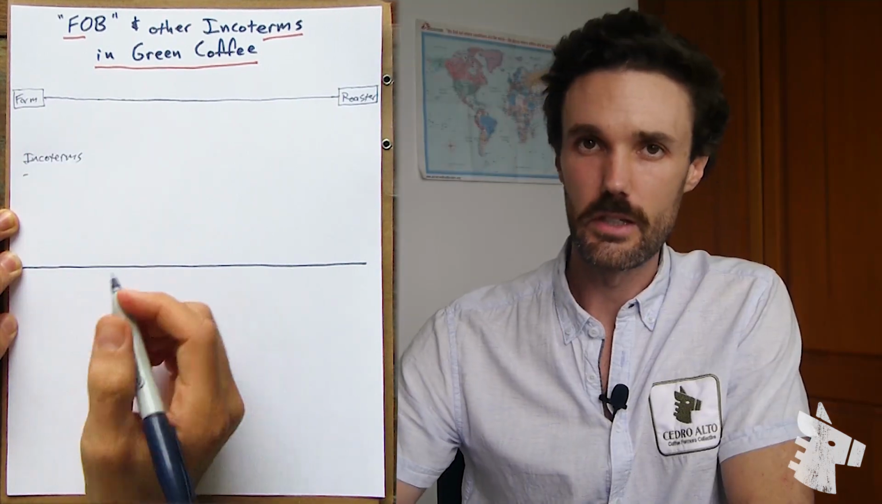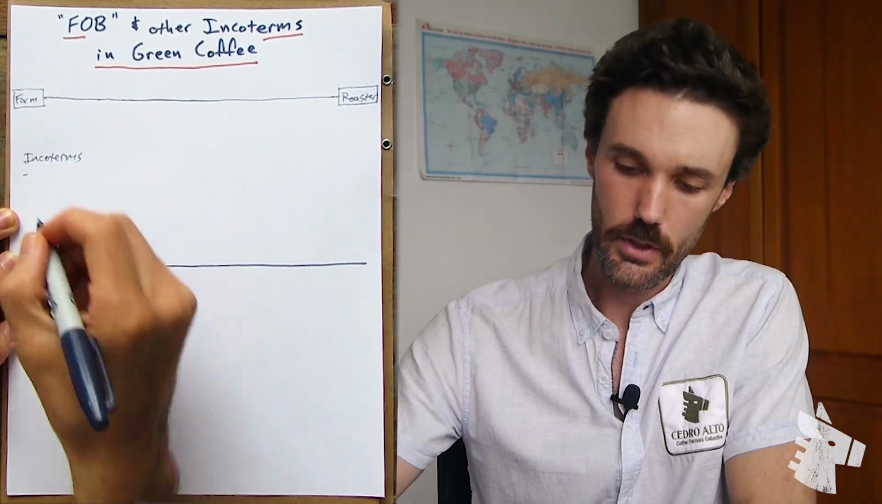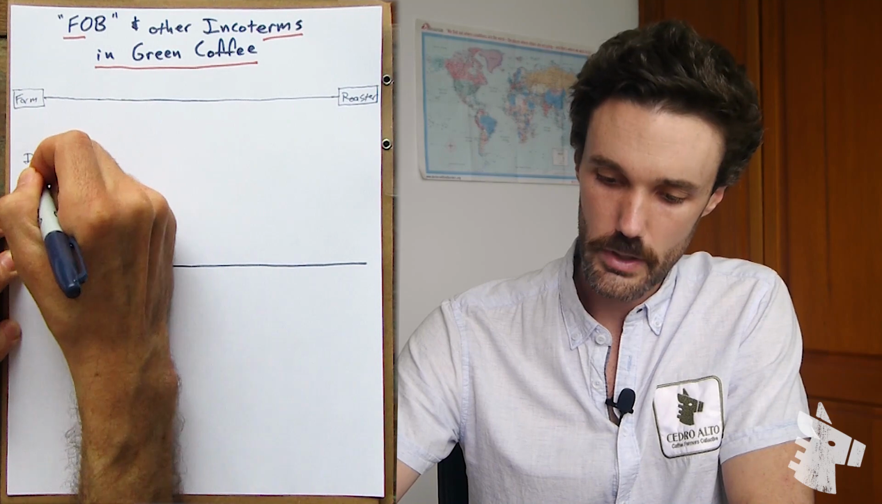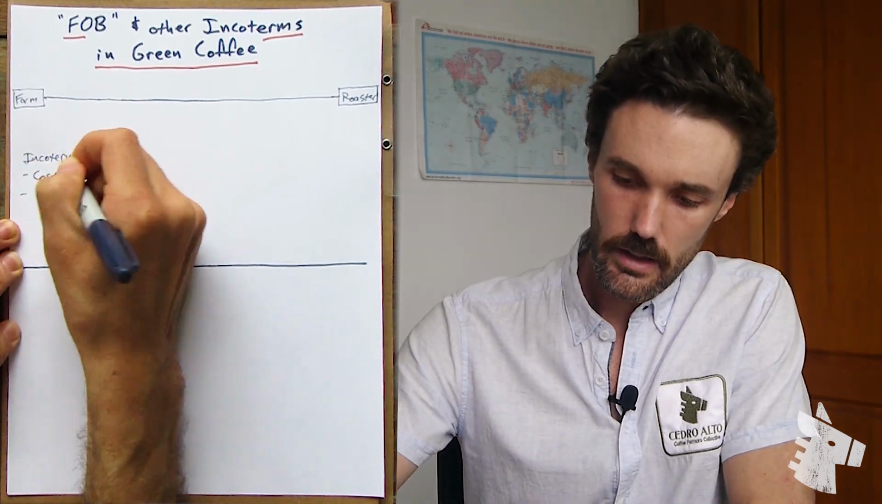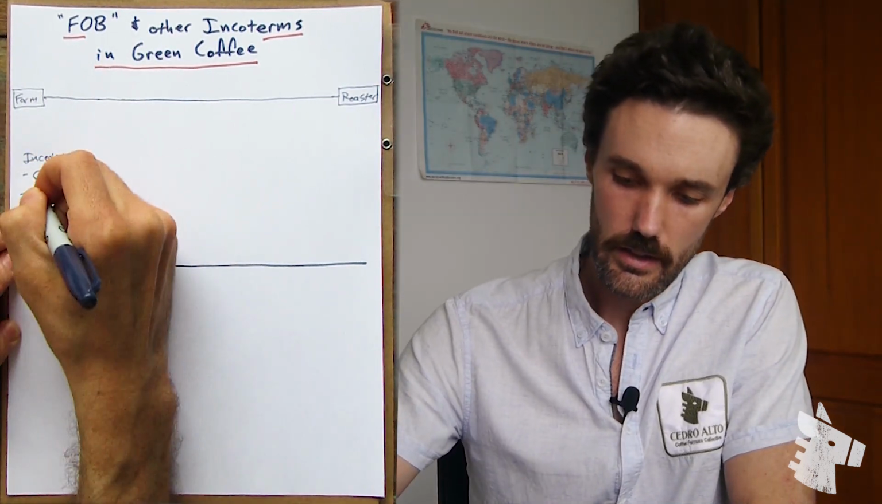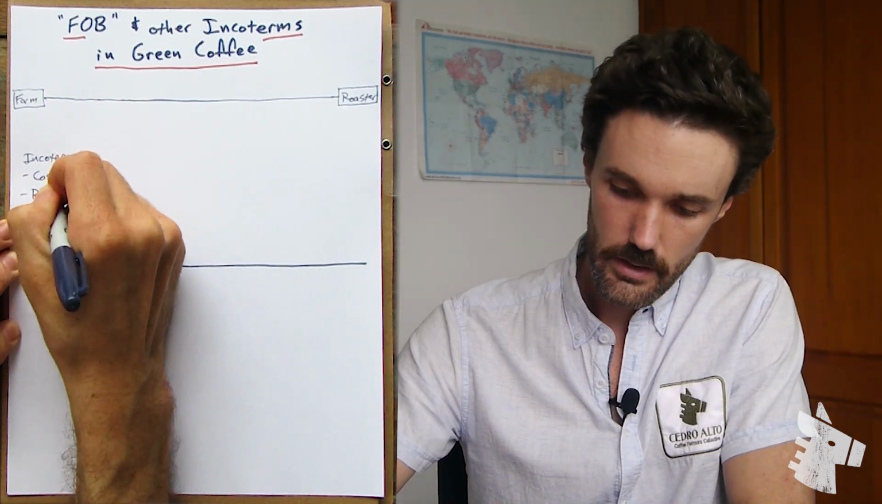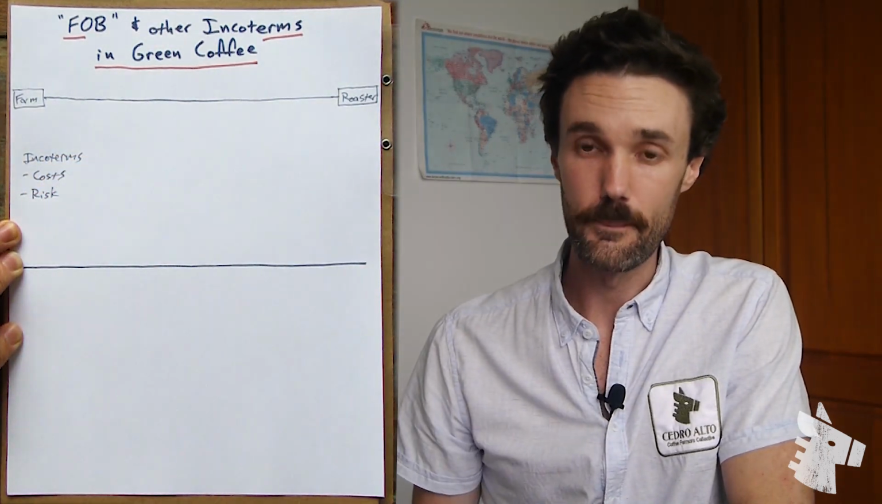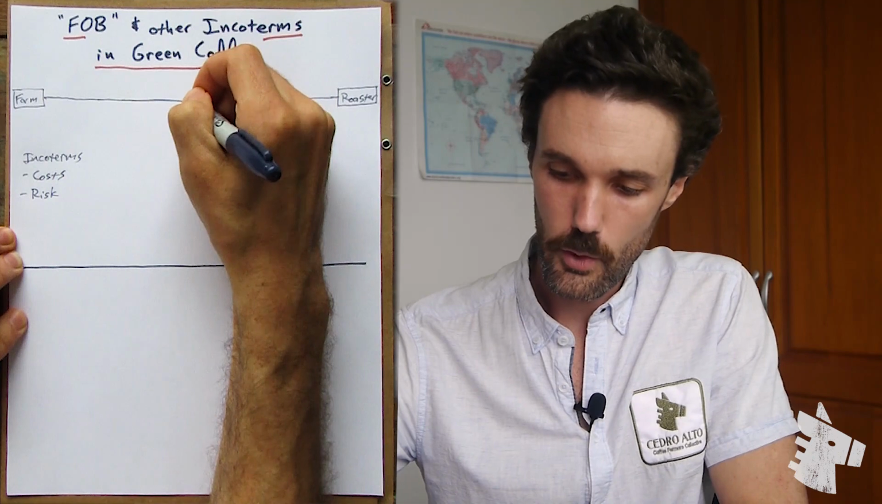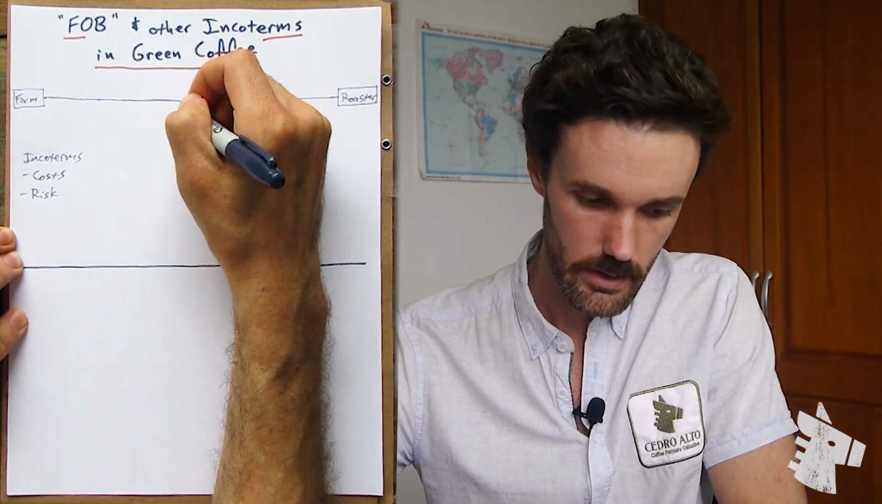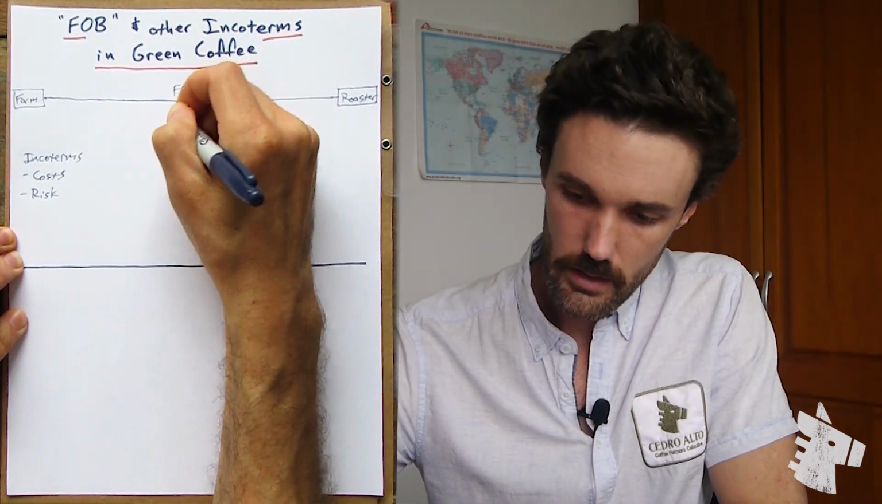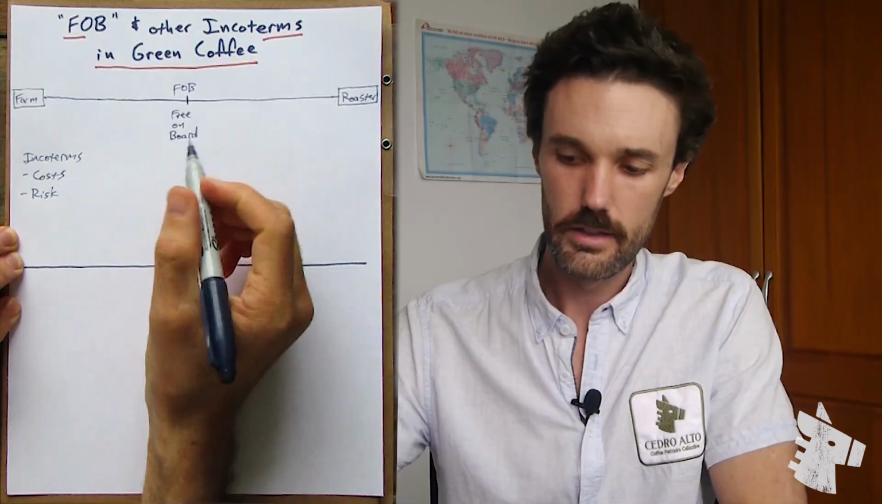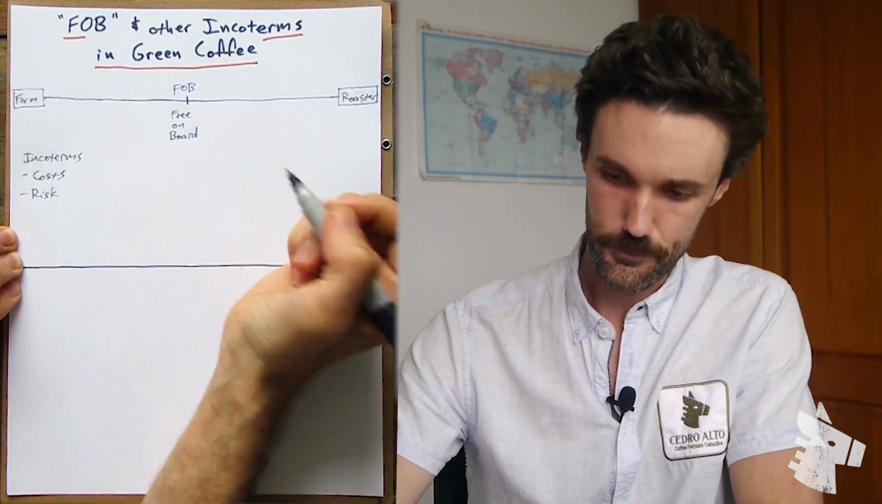The main parameters described by these Incoterms are who is responsible for which costs, and at what point exactly does risk transfer from seller to buyer. Now, FOB is one of these. FOB means free on board. So this is placed on a ship.